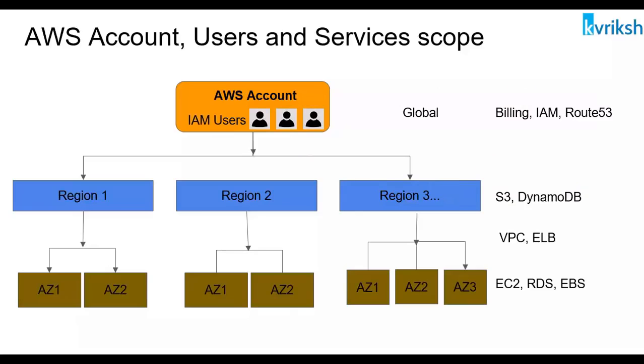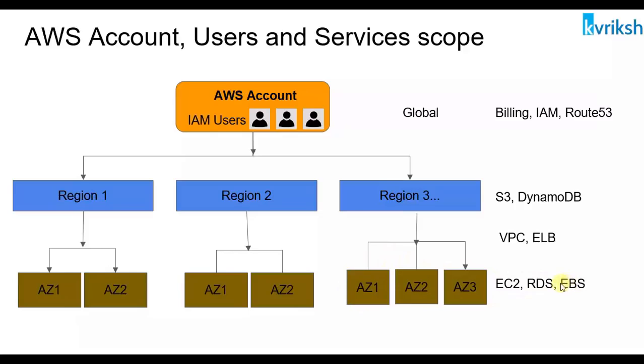And then there are further services like EC2, which is a VM, RDS databases, and Elastic Block Store, which is like a disk. All of these work at AZ level. The scope of these services is AZ level. That means one EC2 instance cannot be in two AZs at the same time. It would be in either AZ1, AZ2 or AZ3, depending on where we are launching that machine. Same with the databases and the disk.